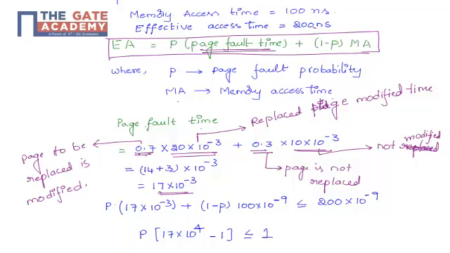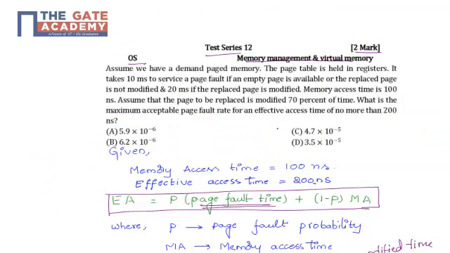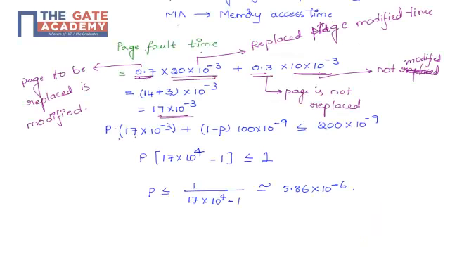In order to find out the page fault time, you have to take two considerations: if the page is replaced and if it is modified or not. Based on those two conditions, we calculate the page fault time. After calculating this, we substitute these values in the effective access time formula. Here, they mentioned the maximum acceptable page fault rate we have to find out for an effective time of not more than 200 nanoseconds. So it should be less than or equal to 200 nanoseconds.